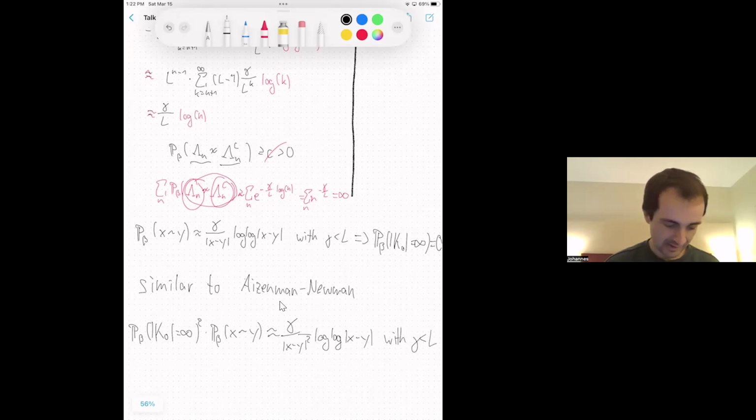with gamma less than L, then one can also deduce that one actually cannot have an infinite open cluster. And so this is the main idea of how we prove this discontinuity of the phase transition.